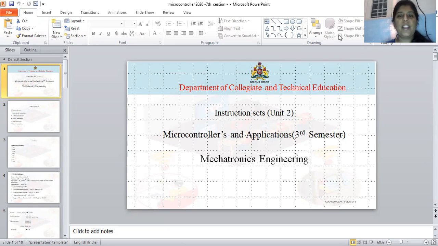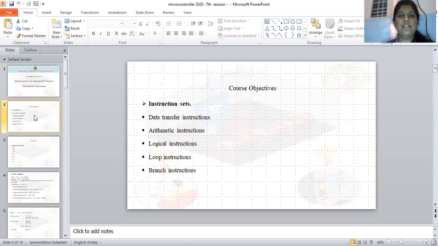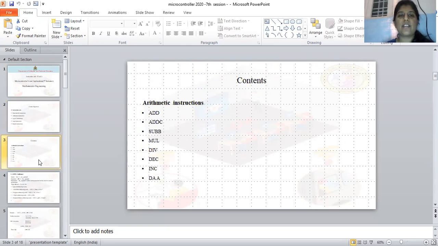Today I will discuss instruction sets of microcontrollers and applications. Let me discuss the instruction sets of 8051: arithmetic instructions, logical instructions, loop instructions, and branch instructions. Let me consider the arithmetic instructions like addition, addition with carry, subtraction, subtraction with borrow, multiplication, division, decrement, increment, and decimal adjust accumulator instructions.